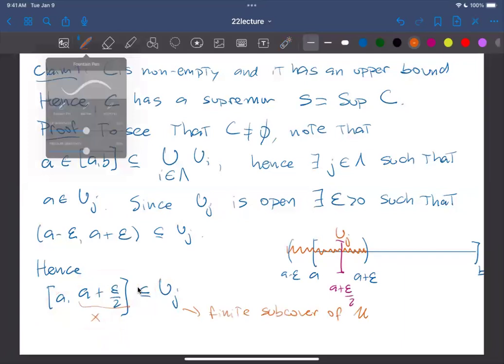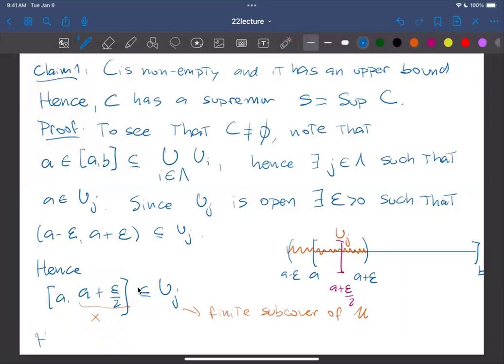So finite subcover, just using one set. Thus, what we have is that A plus epsilon over 2 lives in C for this epsilon that we know exists. And that means that C is not empty. Are we okay? Just proving C is not empty.